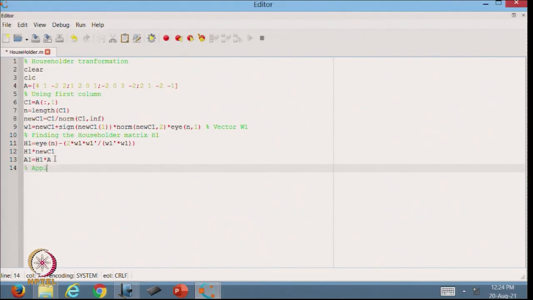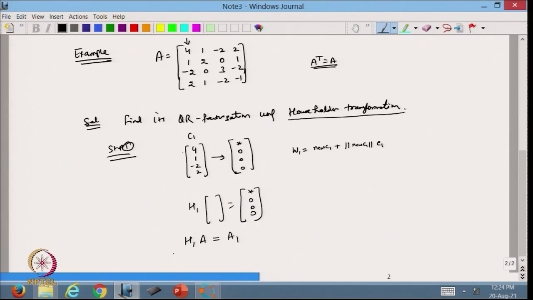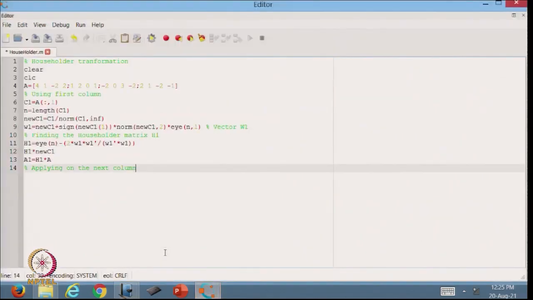Now, applying on the next column. So, in the next column what we are going to do is, after doing this one, I am going to choose the next column, and this part we are going to choose, because we need to take now this element 0, 0. So, we are going to use here 2, 0, 1. So, this is my next step. After getting this value, now we have to take this vector 2, 0, 1 as a new vector. So, I am going to take here 2, 0, 1. So, let us take this one.